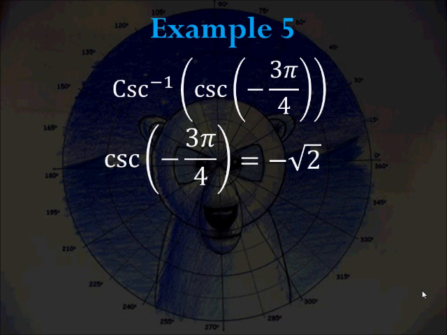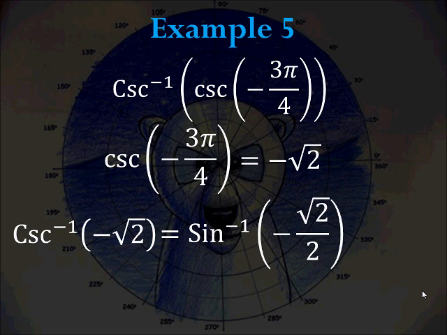Now you will remember that if you just can't remember the cosecants, remember the sine. The sine of negative 3 pi over 4 is negative radical 2 over 2. Then just take the reciprocal, which is in this case negative radical 2. Now, since we have the inside of the parentheses, we can now go on to find the inverse cosecant of negative radical 2. And because the range of inverse cosecant is between negative pi over 2 and pi over 2, we can take the inverse sine of negative radical 2 over 2, which is negative pi over 4.